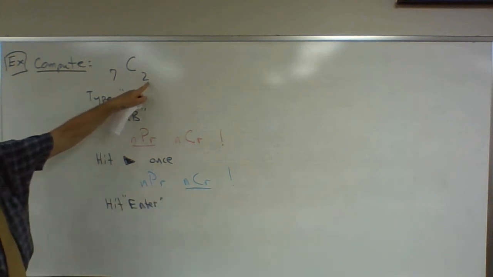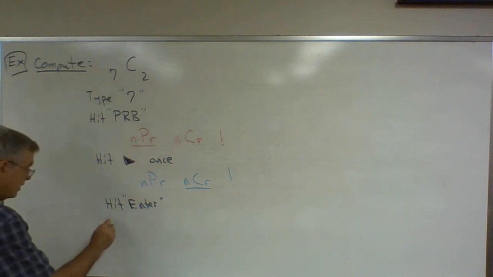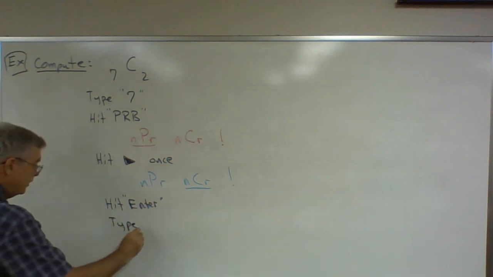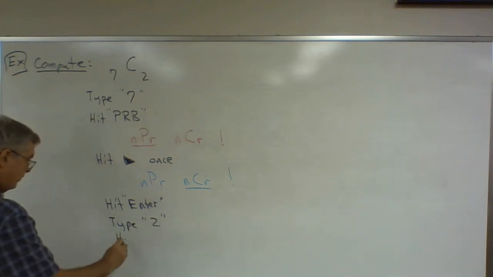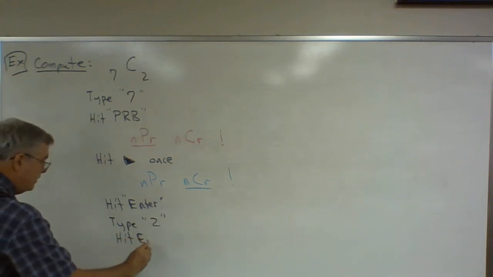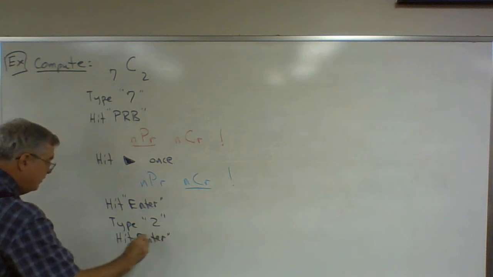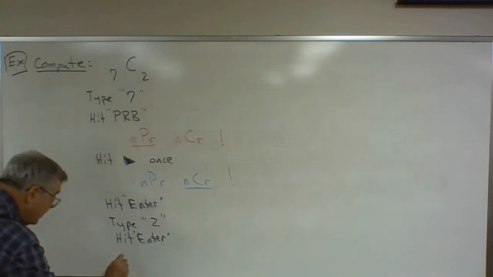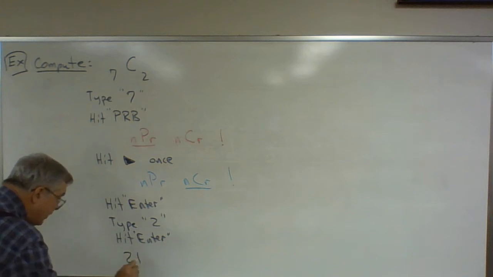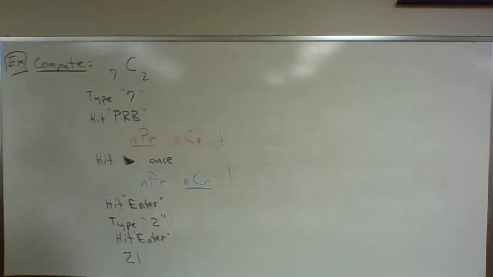And now is the time to type 2. And after we type 2, we'll hit enter. And 7 choose 2, son of a gun. We should get 21 as an answer.